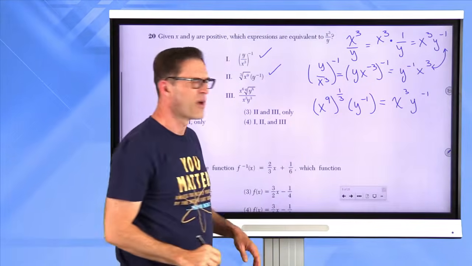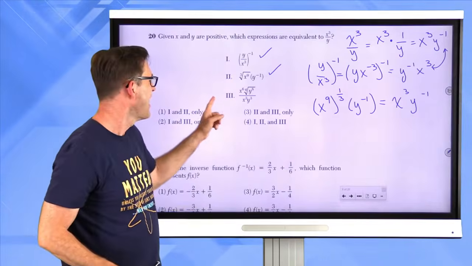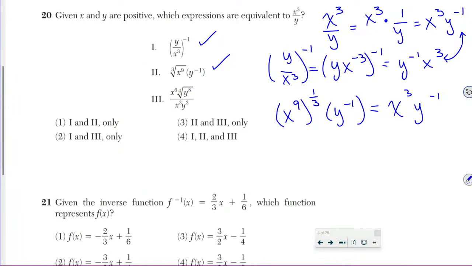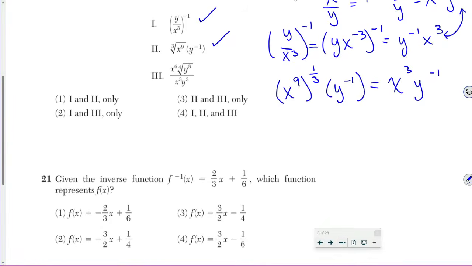All right, now for our real ugly one. Here we've got x to the sixth times the fourth root of y to the eighth divided by x to the third y to the third. And that's probably pretty tough for you to even see. So let me try to write it out a little bit better. And I'm going to change some things right now. I'm going to have y to the eighth raised to the 1/4. And then I'm going to have x to the third, y to the third.